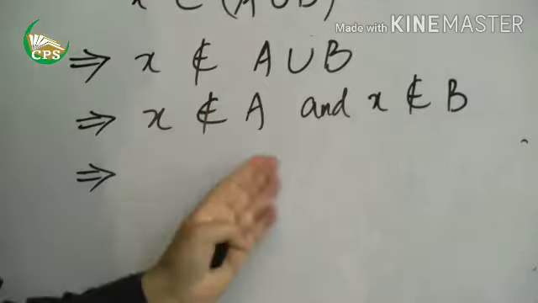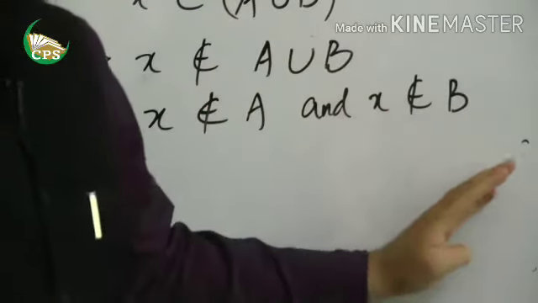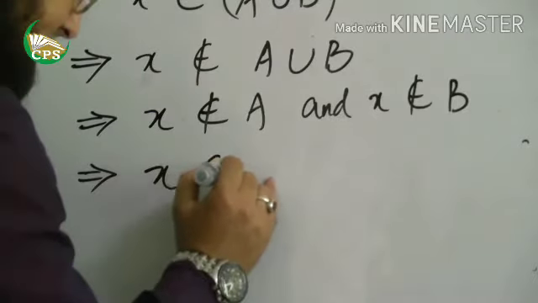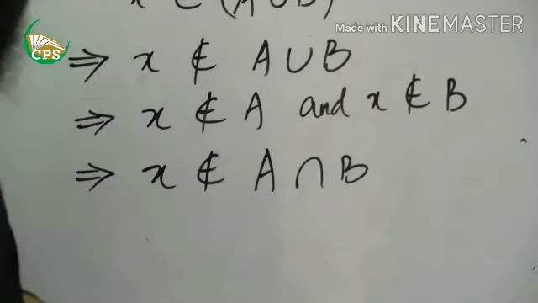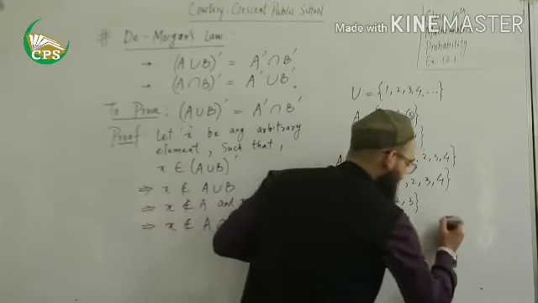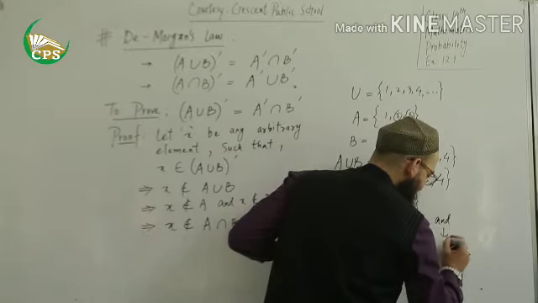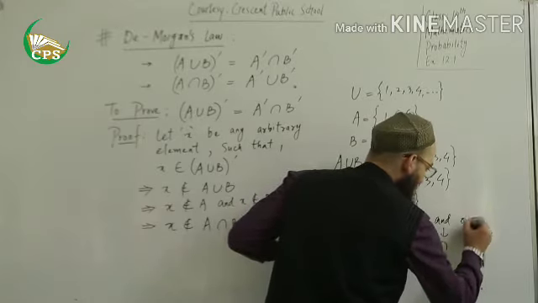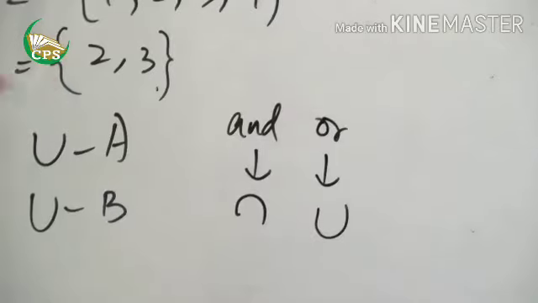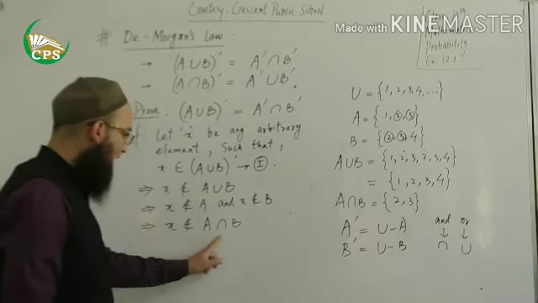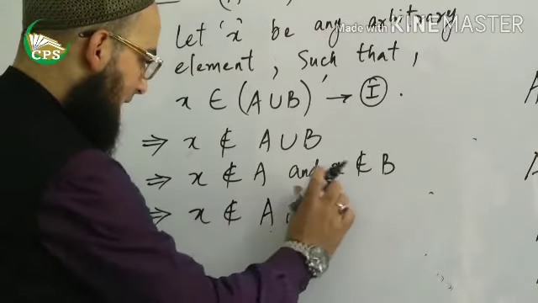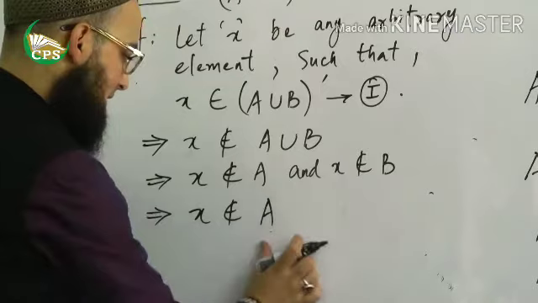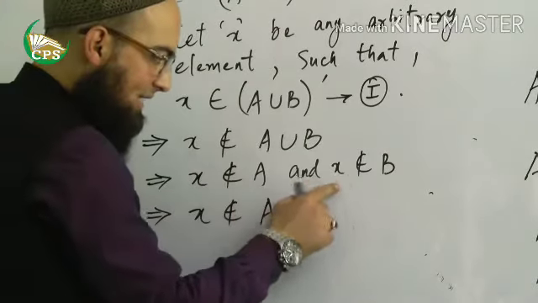Got it? Which implies that X does not belong to A, and it does not belong to B either. That means X does not belong to A intersection B. And rule means follow this. I told you, and rule: and is intersection, and or is union. X does not belong to A intersection B. Why? First of all, write this thing. X does not belong to A and X does not belong to B.